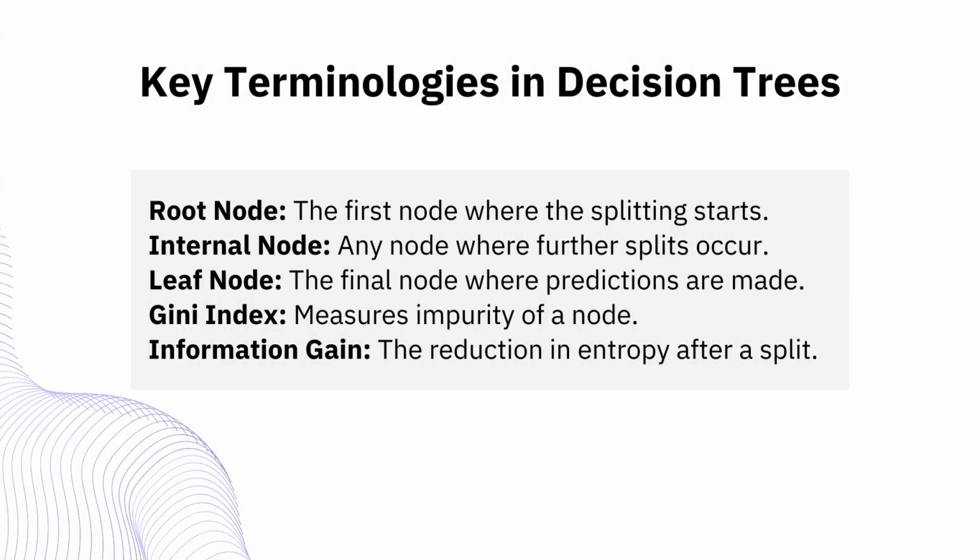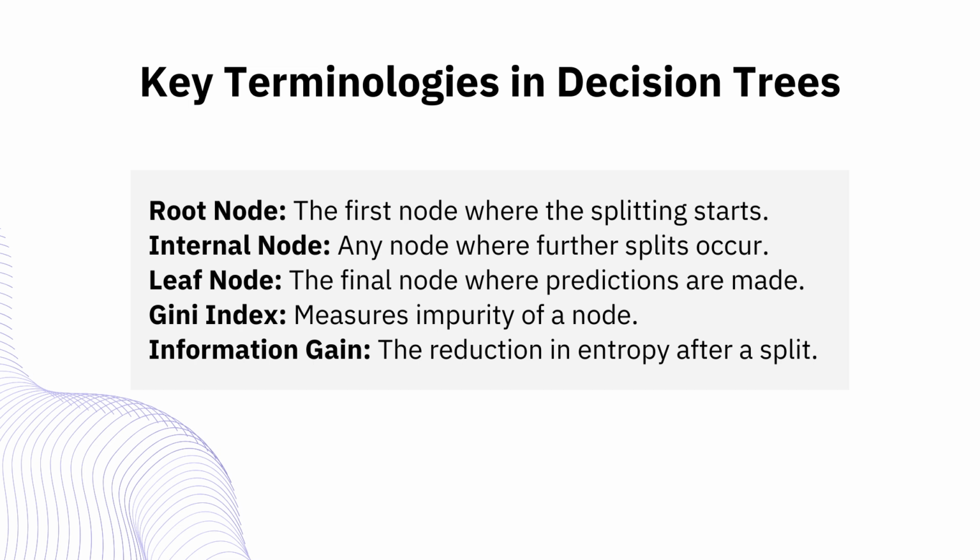It's important to understand some key terms associated with decision trees. The root node is the starting point, where the first split happens. Internal nodes are where additional splits occur based on feature values. Leaf nodes represent the final predictions made by the model.